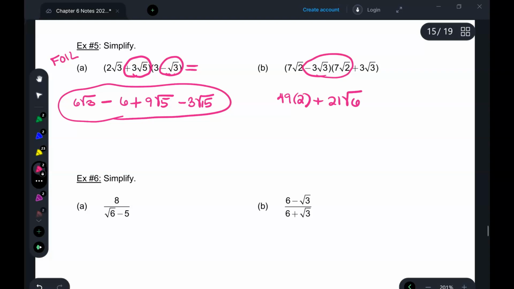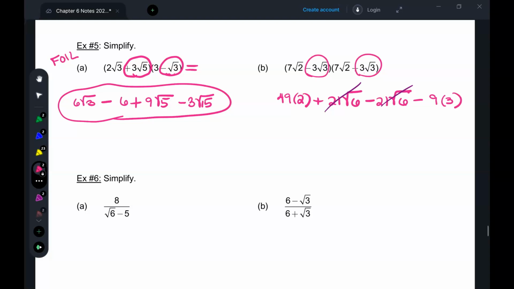What happens when we multiply these? Minus 21 root 6. That's canceled. And how about the last? Minus 9 times root 9, which is 3. Wait, why do you do times? It's not root? They just cancel each other out, right? Plus 21 root 6 minus. Okay, so this will be 49 times 2 minus... Okay, so this is 98 minus 27.